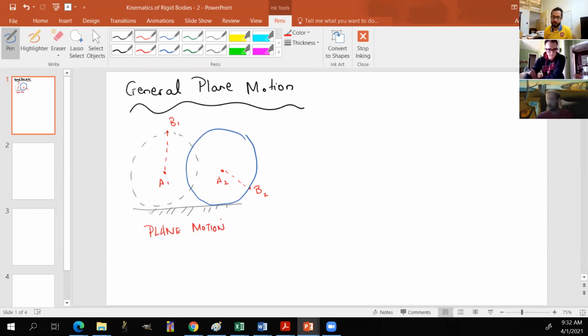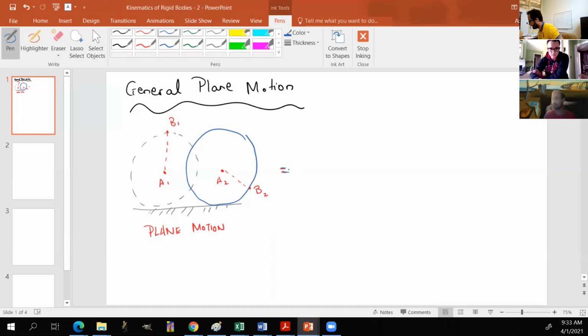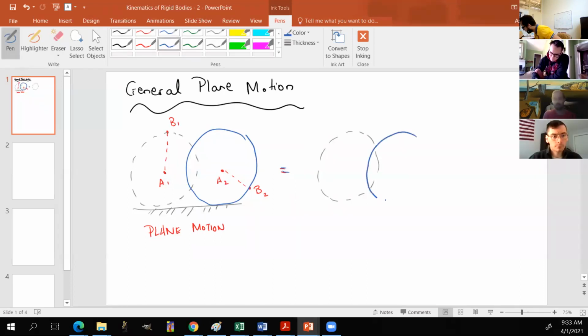And the way to describe this motion is by breaking it up and superposing translation and rotation on top of each other, right? So you can literally break it up. Now let's see what happens when you have pure translation. In this case, where you're just looking at the pure translation, all points move with the same displacement, right? So I can say that A1 has moved to A2, so the centers remain like that.